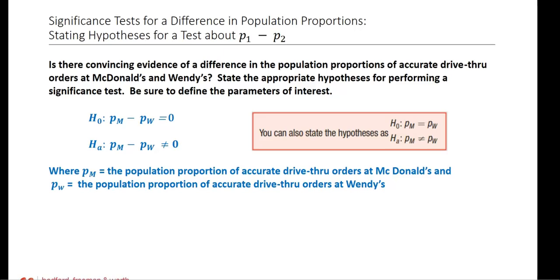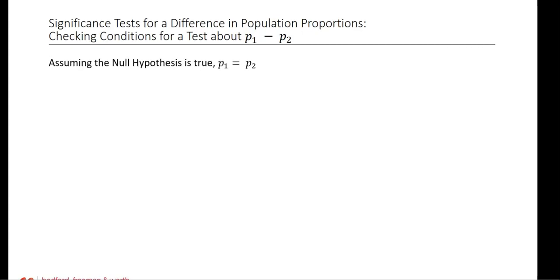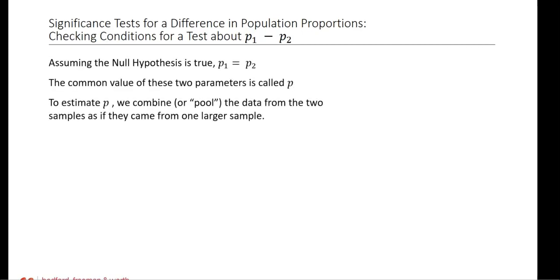Don't forget to define the parameters, right? That's just what we do in the state step. We write the null and alternate, and we also define the parameters. The population proportion of accurate drive-through orders at McDonald's, and same thing at Wendy's. Assuming the null is true, common value P.